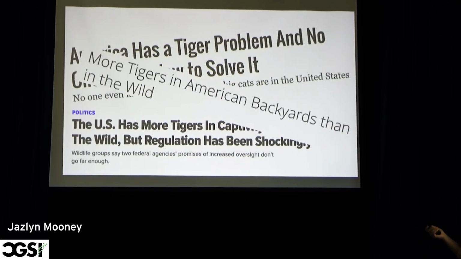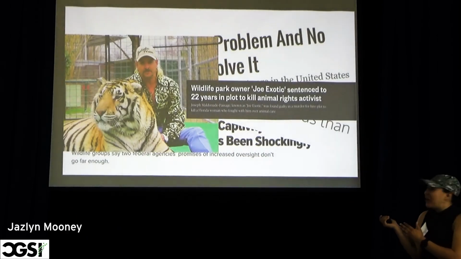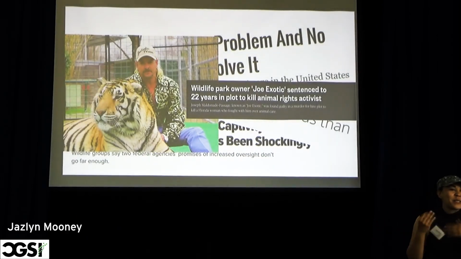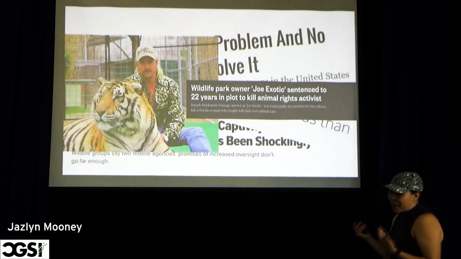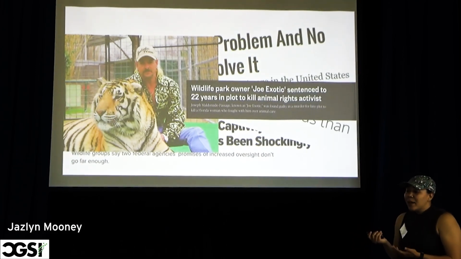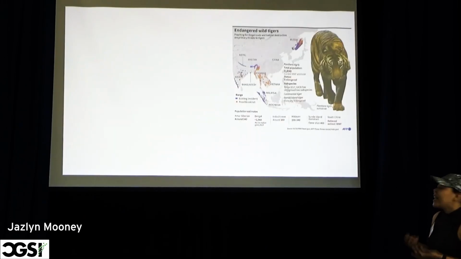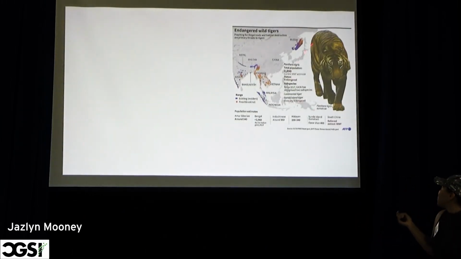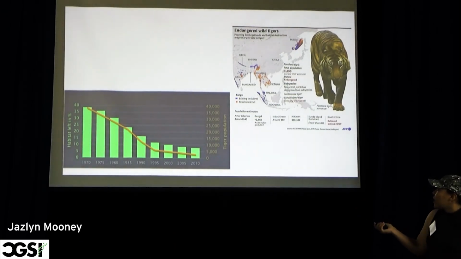So more tigers in American backyards than in the wild. And of course, when Tiger King came out, it was no longer hard to convince people that America had a problem with all these tigers being in people's backyards. And the sad part is that, yeah, there's more tigers in American backyards, and you might wonder why. So this map here is showing you tigers. The gray area is what their range used to be, and the colors are the range now. So the range has massively shrunk over time.